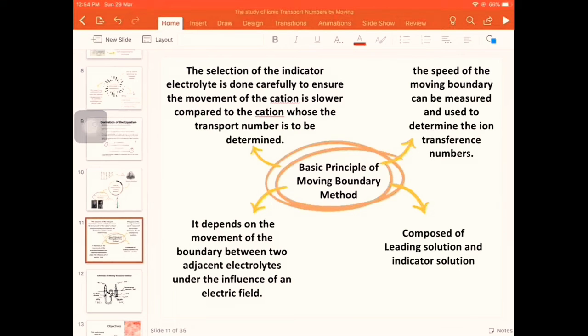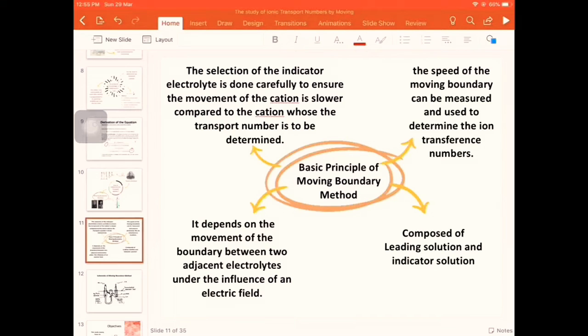The second principle is that the cell is composed of leading and indicator solutions. The leading solution is the one that we wanted to investigate. The indicator will be the one that indicates the movements. The selection of these two solutions is very important, as it will influence the movements of the cation and affect the transport number.